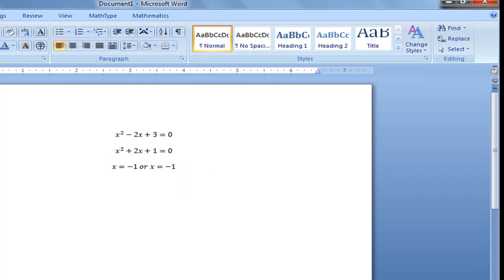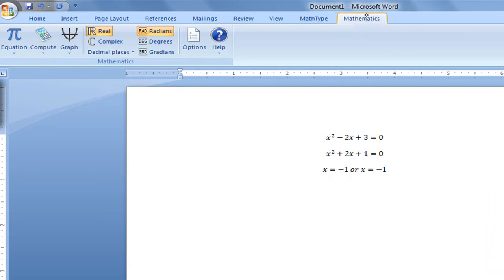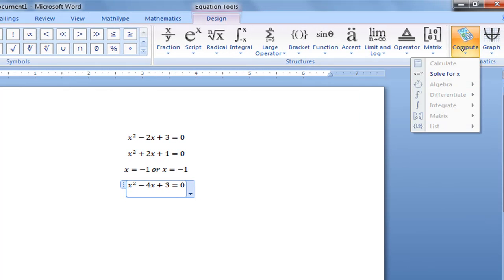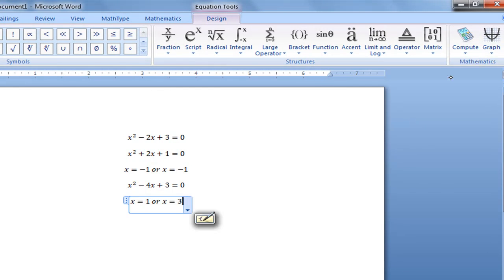Another one. Let's say I go into mathematics equation. So I'm going to type x squared minus 4x plus 3 equal to 0. And then I click compute and solve for x, it says x equal to 1, x equal to 3.